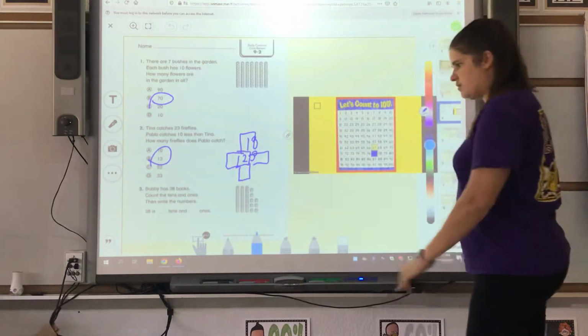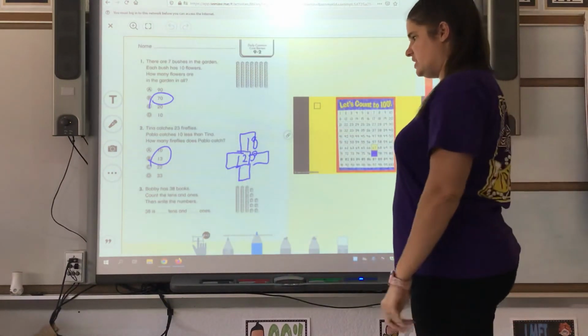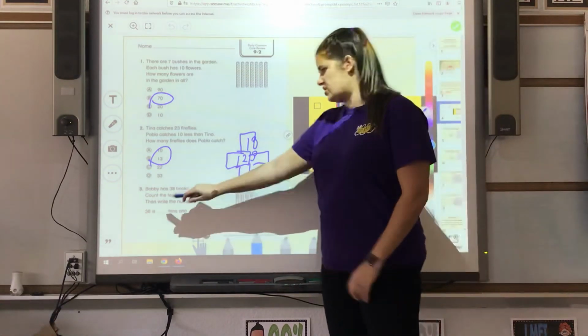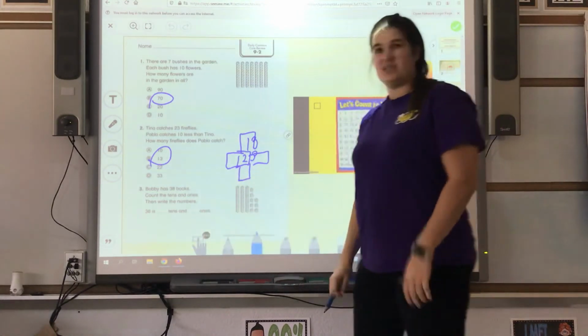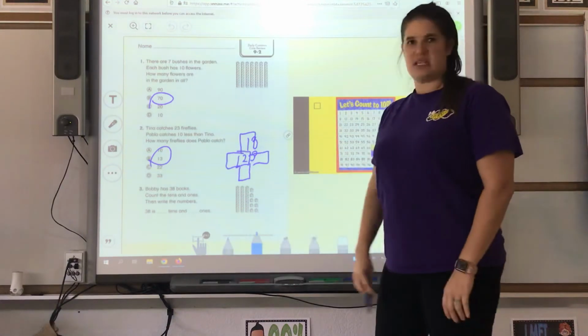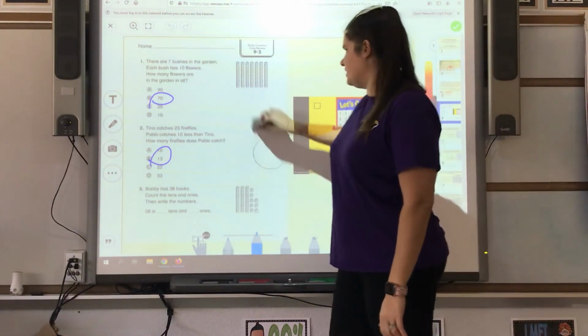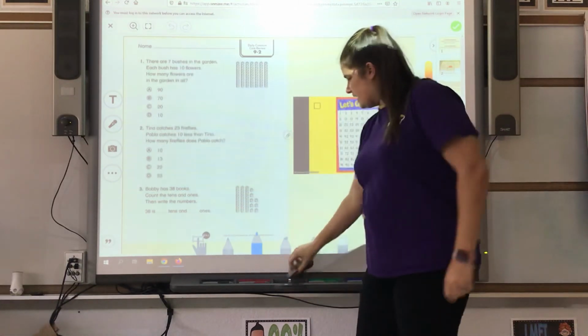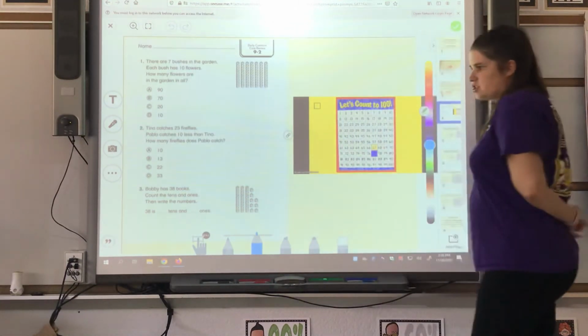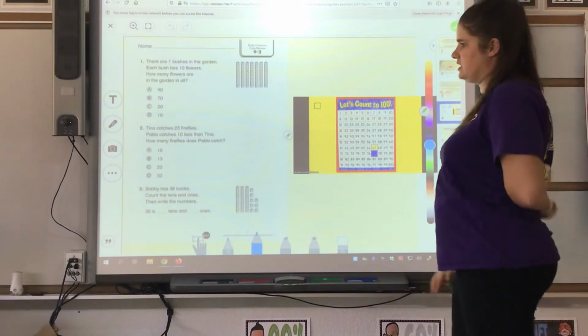Bobby has 38 books. Count the tens and ones, then write the numbers. So it says 38 is blank tens and blank ones. If you already know without counting the tens and ones, great. Go ahead and write it. Those of you looking at this at home, I'm going to give you a second to come up with your answer. Bobby has 38 books. Count the tens and ones.